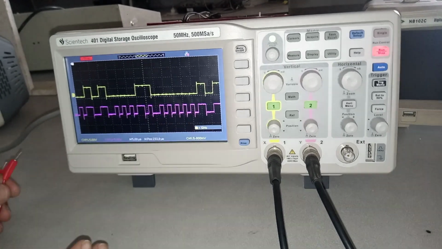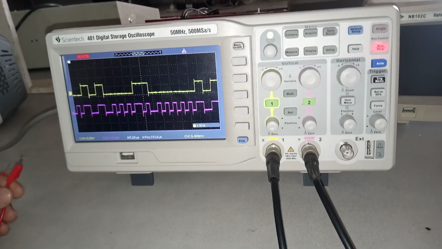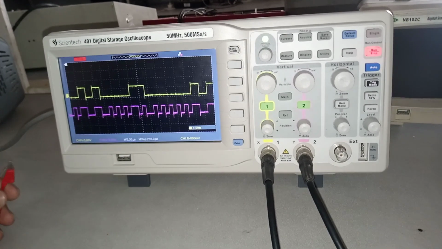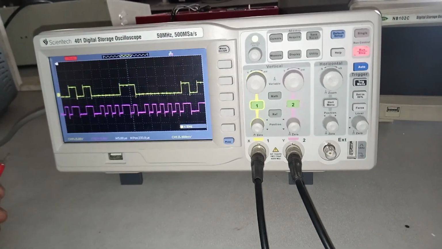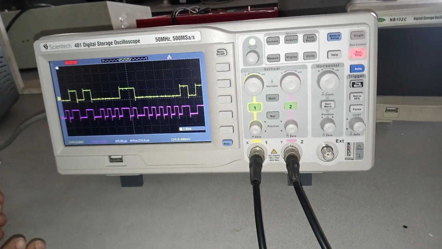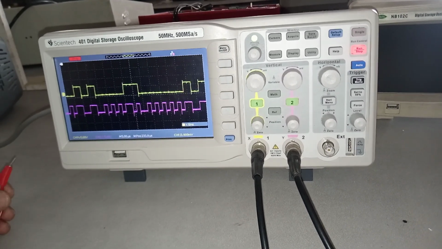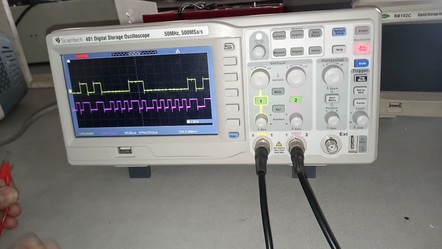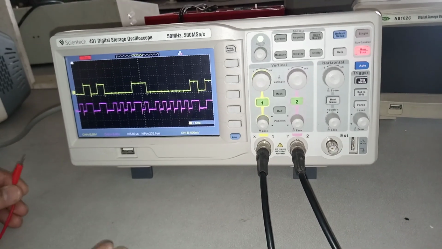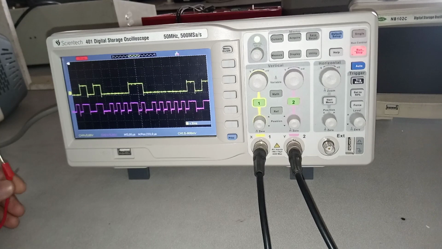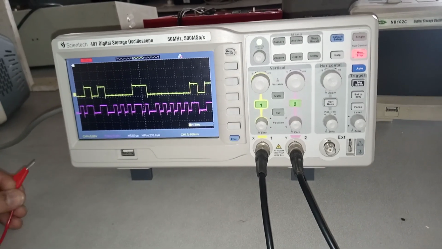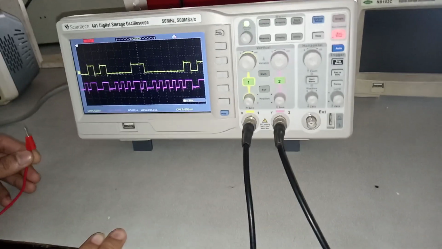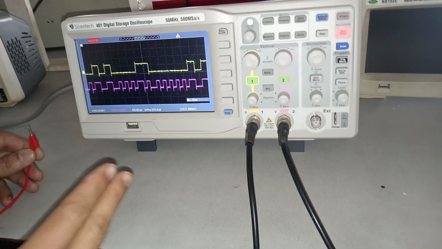What happens in Manchester? We have already explained in theory. In Manchester, 0 is transmitted as 0 to 1. For half the pulse duration it is 0, and for the other half it is 1. And 1 is transmitted in the opposite manner, 1 to 0. Means 1 is transmitted as what? For half the pulse it remains 1, and for the other half it remains 0.